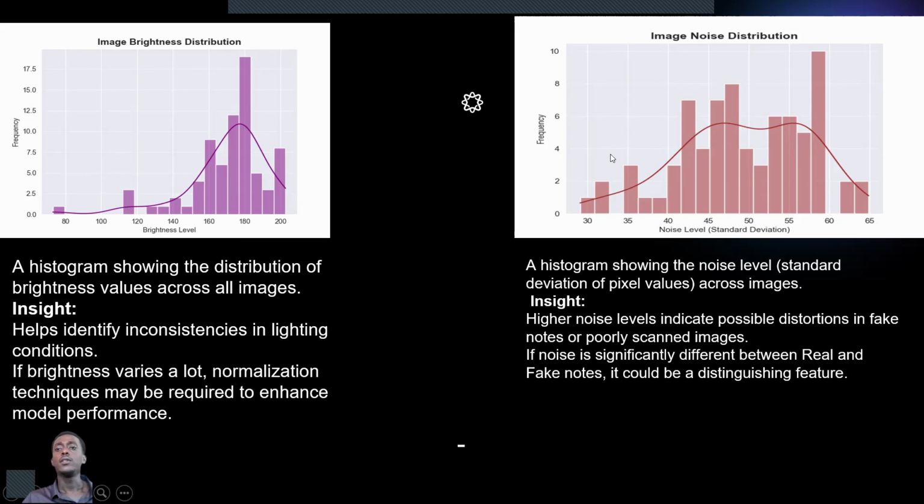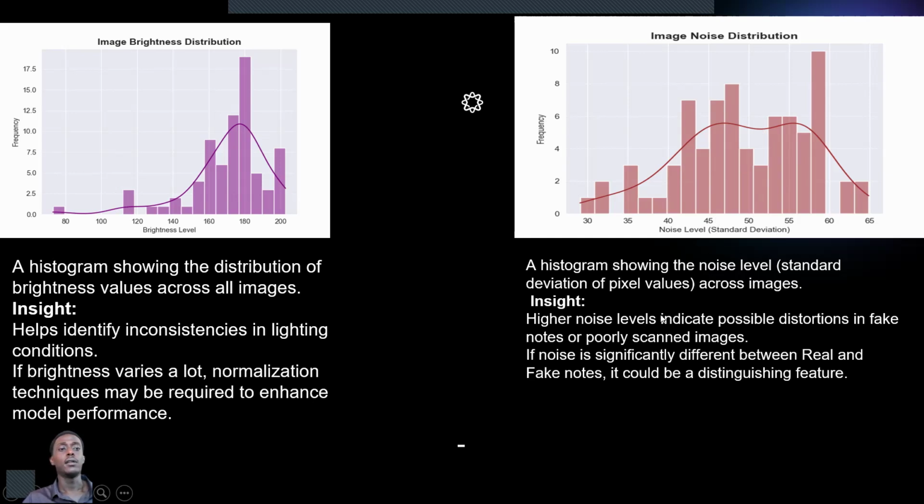Then for image noise, the noise that was captured in the images, we came up with a histogram as well. The frequency is the number of images, and the noise level we express as standard deviation. So this simply means that higher noise levels, you could see around here, in images would indicate possible distortions in fake notes or poorly scanned images. So if the noise is significantly different between real and fake notes, then it could be used as a distinguishing factor.